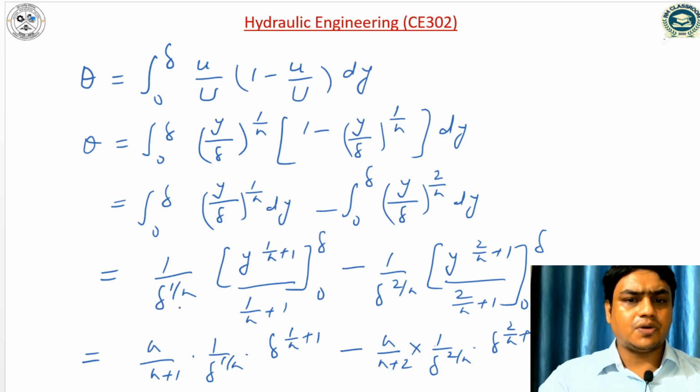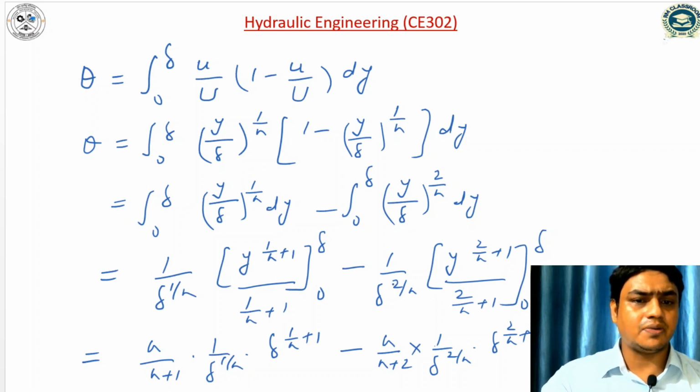1 by delta to the power n, integral of y to the power 1 by n is y to the power 1 by n plus 1 divided by 1 by n plus 1, running from 0 to delta. Similarly, 1 by delta to the power 2 by n is constant, so I have taken it out. So it is integral 0 to delta y to the power 2 by n into dy. The integral of y to the power 2 by n is y to the power 2 by n plus 1 divided by 2 by n plus 1, running from 0 to delta.